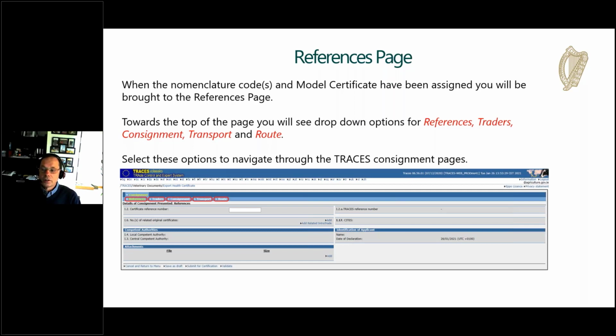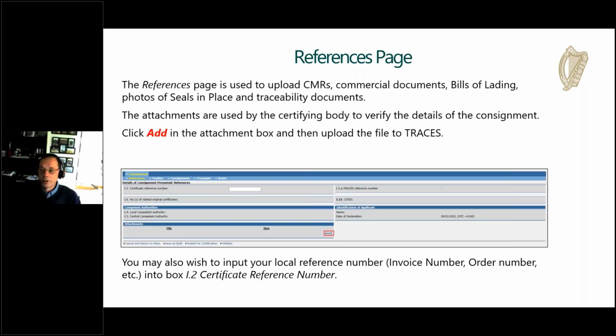The reference page is used to upload CMRs, commercial documents, bills of lading, photos of seals in place, and traceability documents. The attachments are used by the certifying body to verify the details of the consignment. Click Add in the attachment box here, you can see where my cursor is, and then upload the file to TRACES. You may also wish to input your local reference number, invoice number, order number, etc. into box 1.2, certificate reference number.